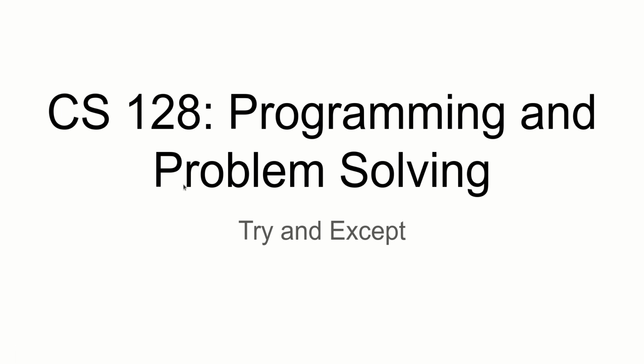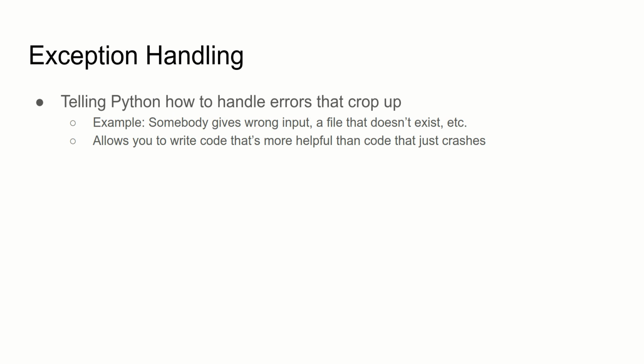We've seen in the past many errors that come up when we run our programs, and we've talked about some ways to prevent errors or debug errors when they occur. But one other tool that's available to you is exception handling using the try and except structure in Python. So exception handling generally means telling your program how to handle errors that come up as the program is running.